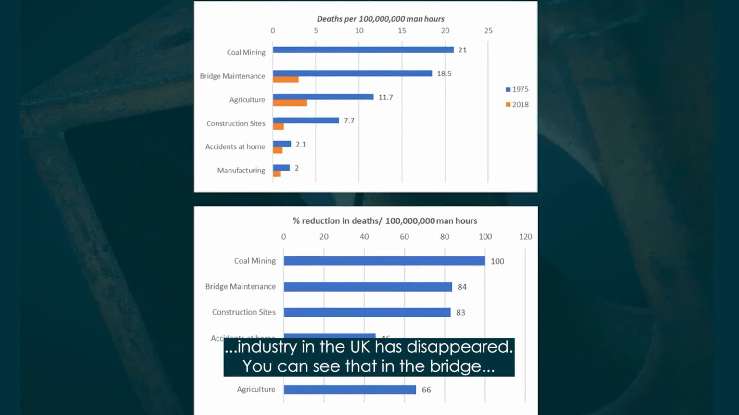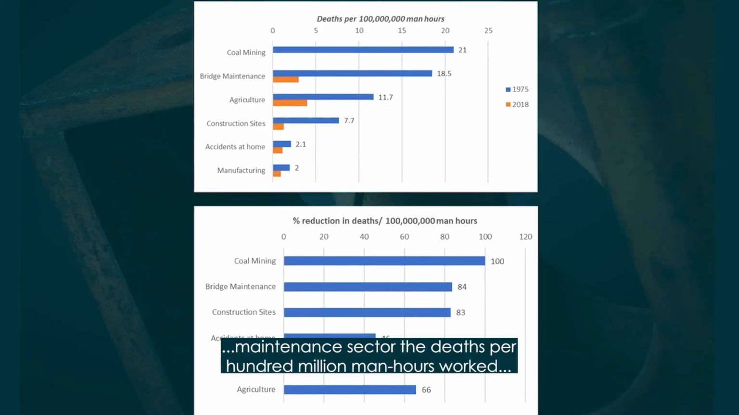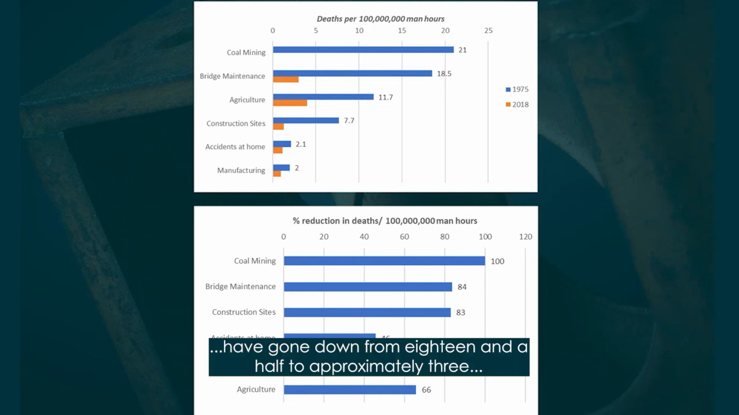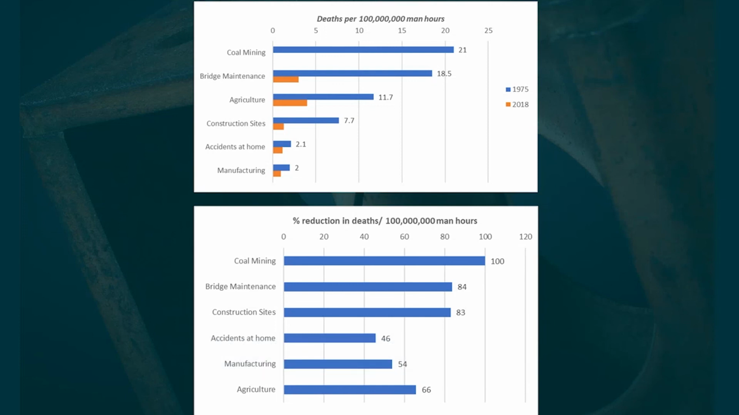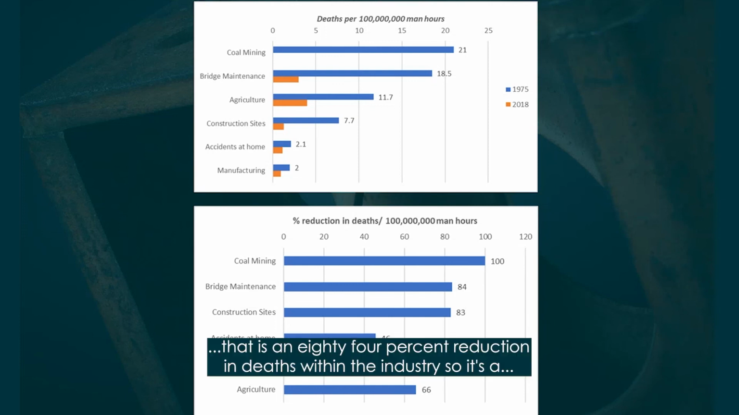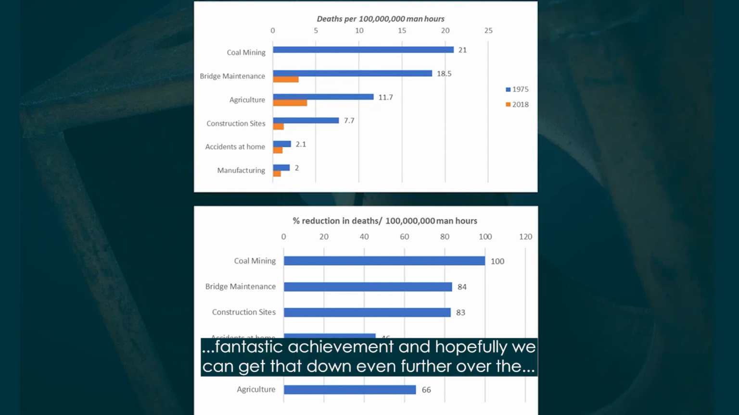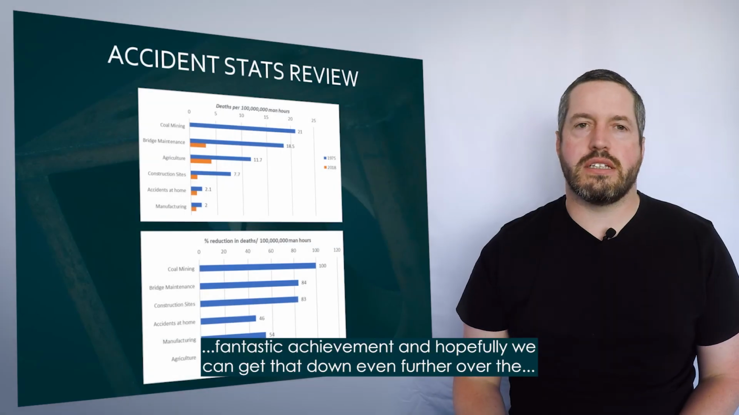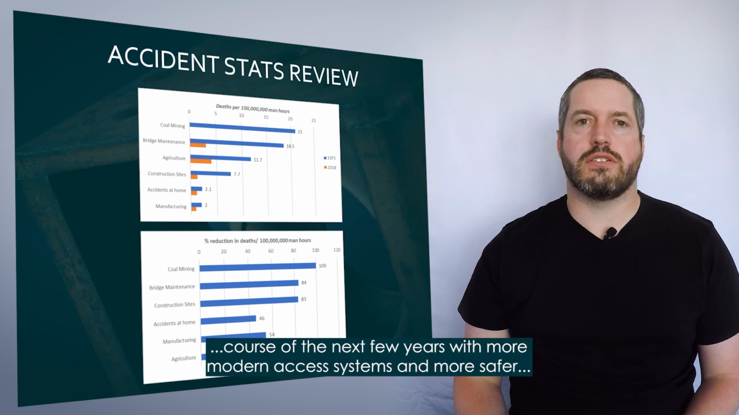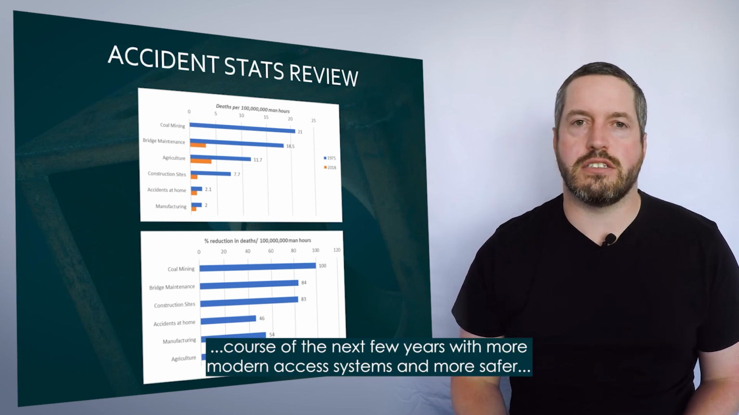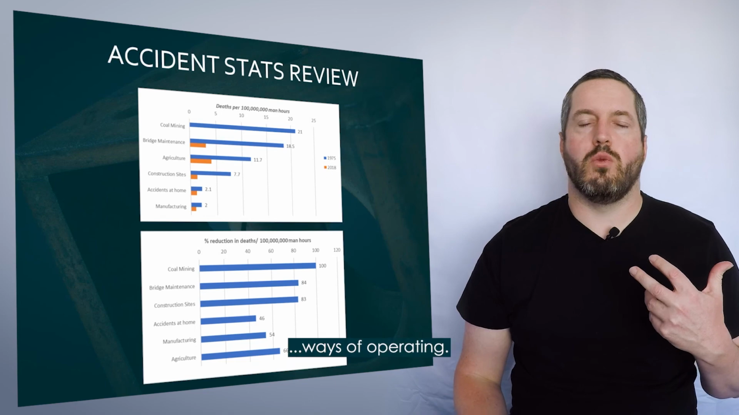You can see that in the bridge maintenance sector, the deaths per 100 million man hours worked have gone down from 18.5 to approximately 3. And that is an 84% reduction in deaths within the industry. So it's a fantastic achievement. And hopefully we can get that down even further over the course of the next few years with more modern access systems and safer ways of operating.